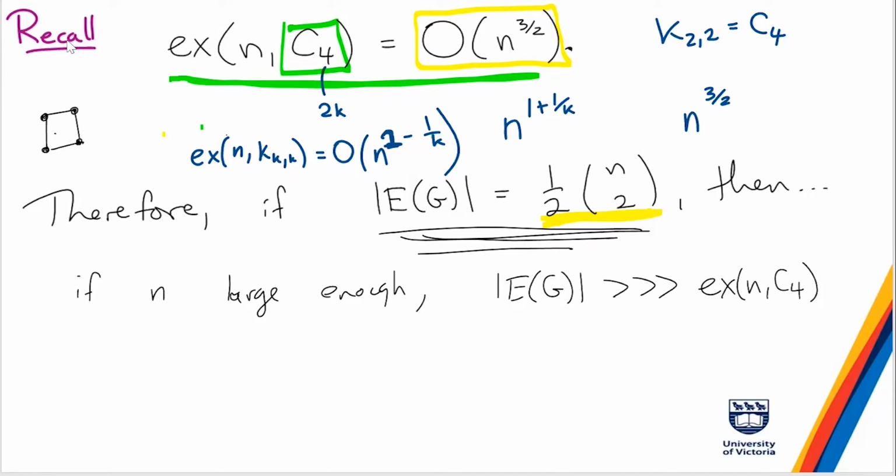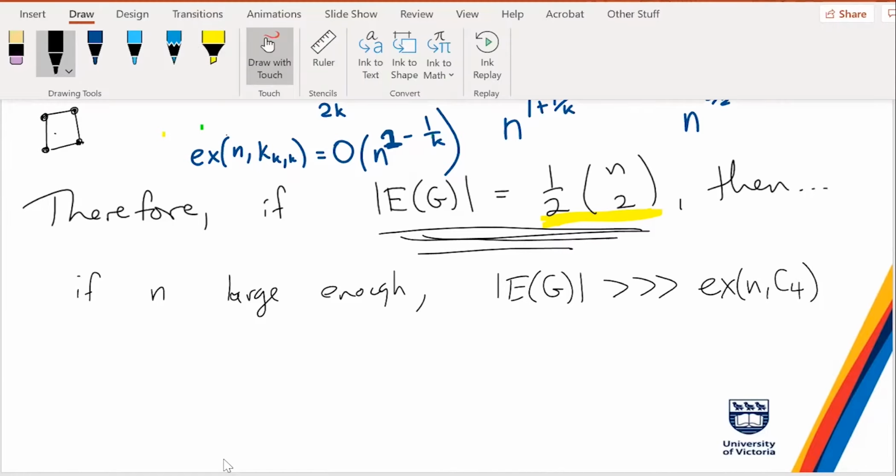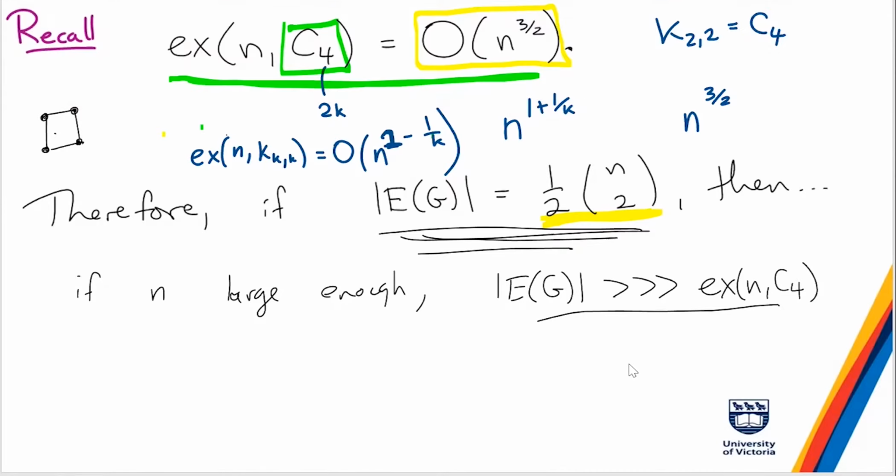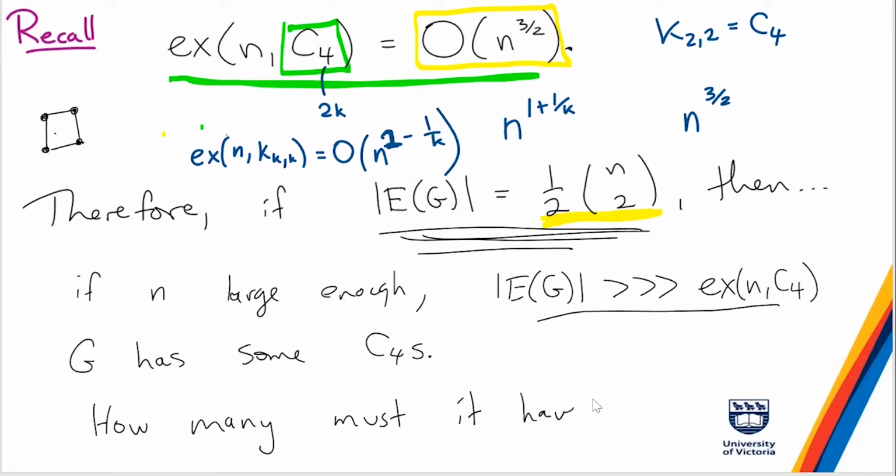So obviously, because the number of edges is bigger than the extremal number of C4, you have to have some C4s in the graph. So G has some C4s. I always find it awkward to pluralize mathematical notation. It's not C4S, but C4s. Some people write an apostrophe, but that feels wrong grammatically as well, right? I'm not doing possessive. But anyway, C4s. So how many must it have is basically the question we're going to address.